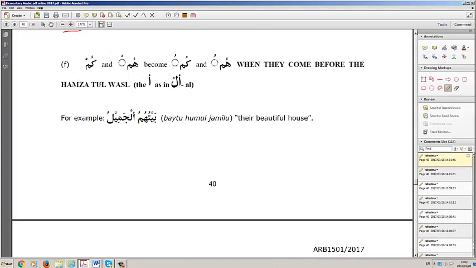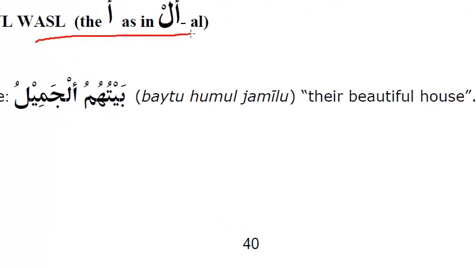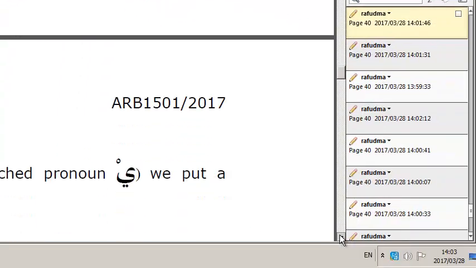And another anomaly that you should be aware of is that words such as kum and hum become kumu and humu when they come before the hamzatul wasl. For example, when you join these two words, baytuhumul jamil, their beautiful house, you don't say baytuhum al jamil, you join the two, baytuhumul jamil, so that hum there becomes humu. Humul jamil.